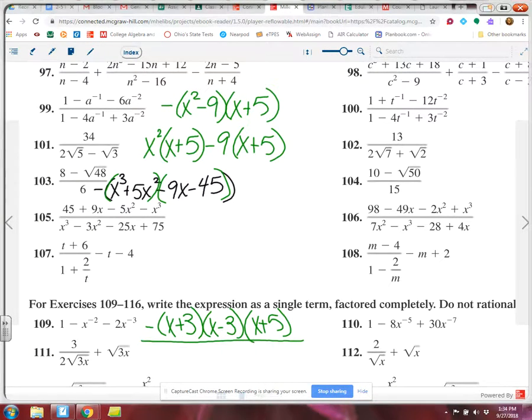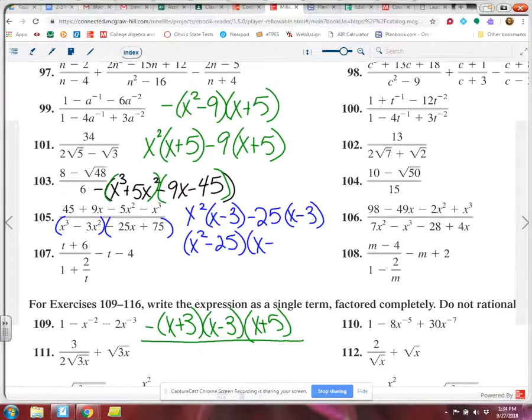Denominator, let's just group it as it is. What can you take out of the first group? Okay. What's left when you take out an x squared? Okay, we're going to take out a negative for the second group. What can you take out of there? Okay, what's left? X minus 3. So I'm going to have x squared minus 25 times x minus 3. Then we're going to factor the x squared minus 25 again.